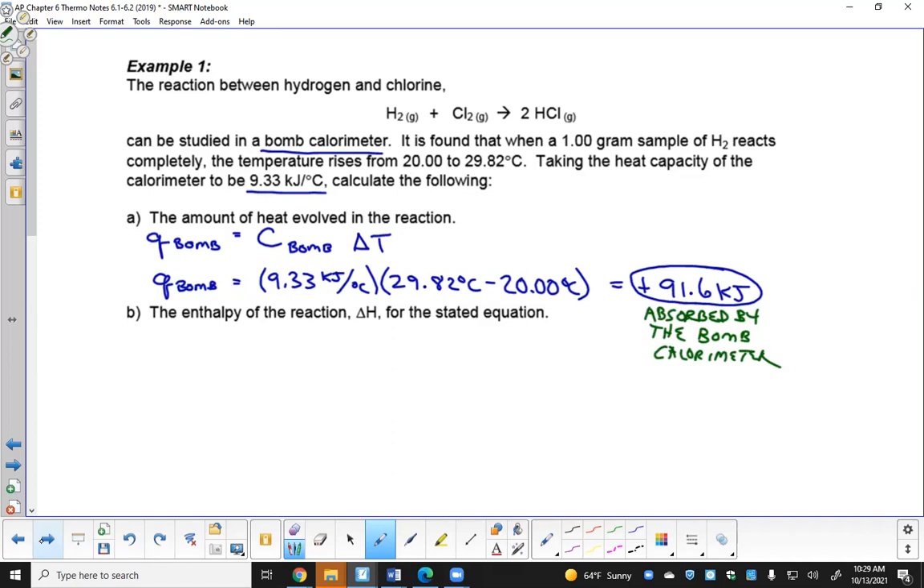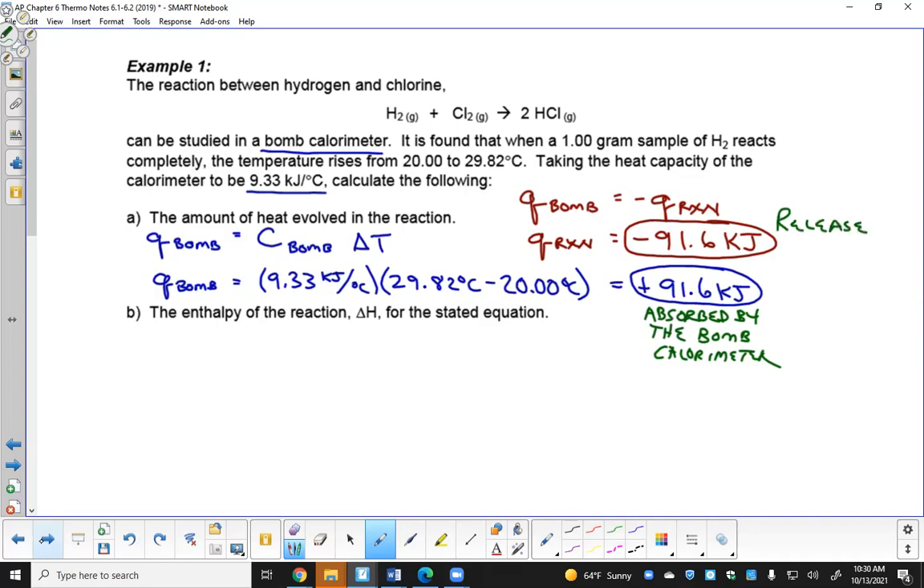Now, the reaction itself had to produce that energy. That's why the temperature of the bomb calorimeter went up. So if that's true, then Q of whatever's going on in the bomb is equal to the negative Q of whatever's happening for the reaction. So Q for the reaction taking place, the hydrogen reacting to make hydrogen chloride, is going to be the same magnitude of number, but it's going to be 91.6 with a negative in front of it. That's released by the reaction. So very similar to a coffee cup calorimetry, except for the fact that that C bomb information is given to you and it's combined two pieces into one piece.